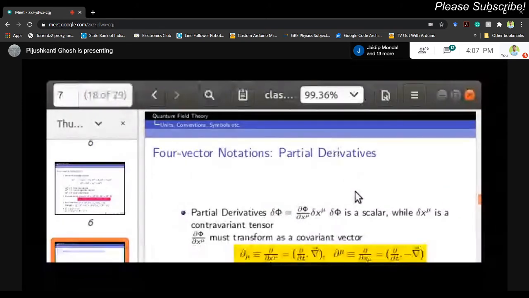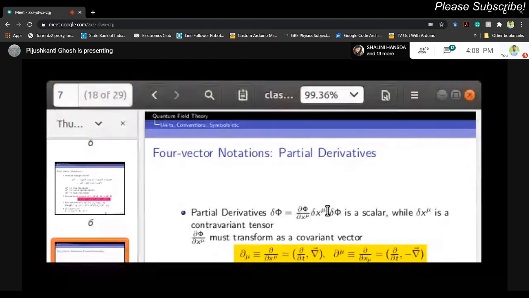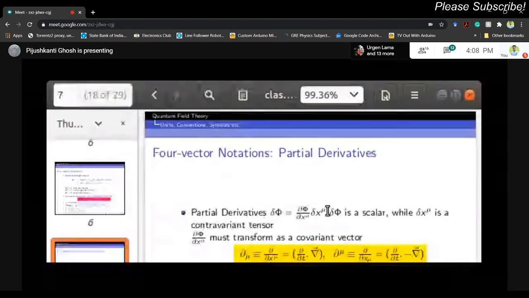Suppose you have a function phi. Here I should have put a comma, or a full stop. So this delta phi on the right hand side is separate from this equation. This equation is only delta phi is equal to del phi del x mu delta x mu. Now, are you familiar with this equation? Suppose you have a function phi which depends on variables x and y. Now, you want to calculate the infinitesimal change in the function, delta phi. So what's the formula? Del phi del x dx plus del phi del y dy, right? Yes, sir.